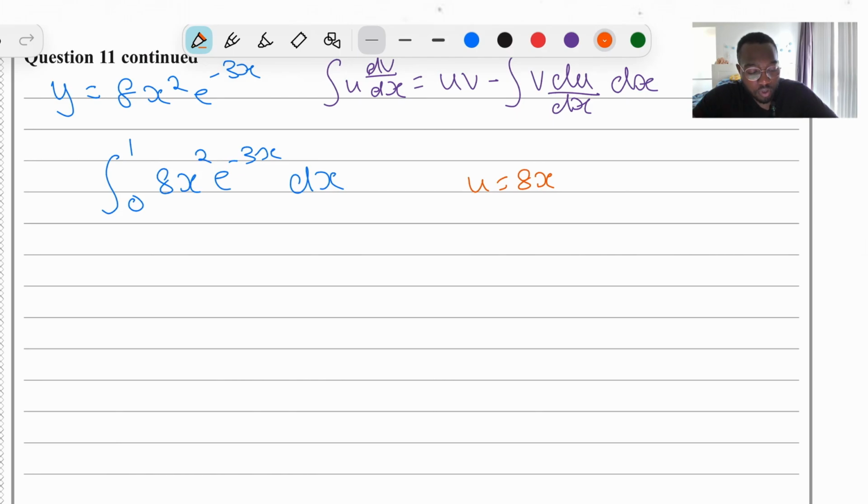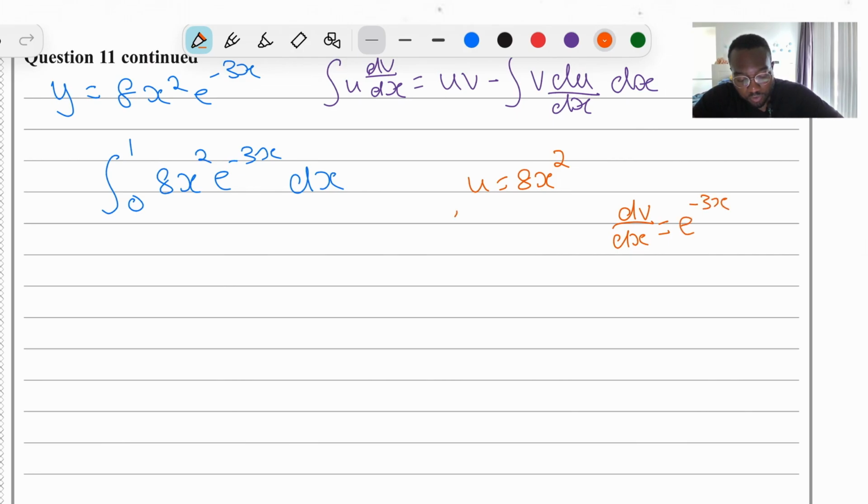Now we have to use the 8x squared. The reason for that is because we cannot use the e, because if you integrate e or you differentiate e, it's going to be the exact same. We have to use the 8x squared, because if we keep differentiating that, then it will eventually become a constant. So therefore we get u as 8x squared. Now for our dv over dx value, that would then just be our e to the minus 3x.